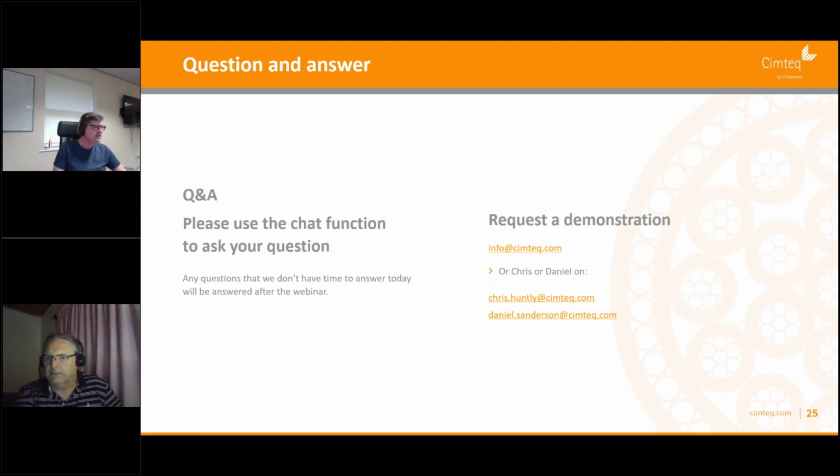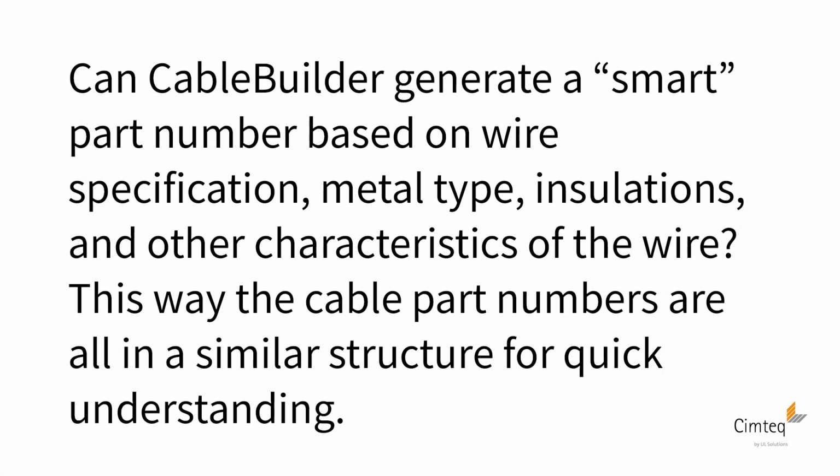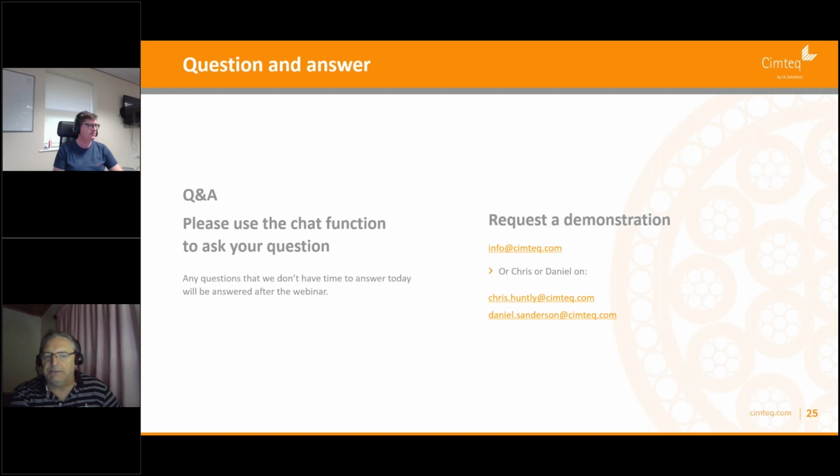Okay, Dan, I see there's another CableBuilder question here. Can CableBuilder generate a smart part number based on wire specification, metal type, insulations, and other characteristics of the wire? This way, the cable part numbers are all in a similar structure for quick understanding. The answer is yes. There is a recode feature where it will look at certain characteristics like you've explained there, and you as a customer can say, this is how I want my code to build up based on those characteristics. And yes, it will create it for you.